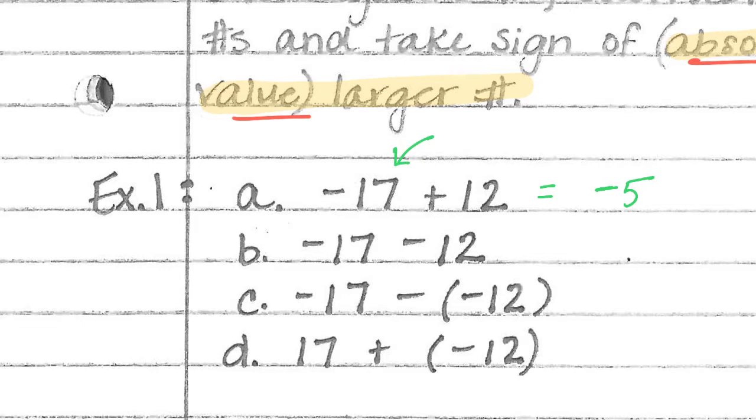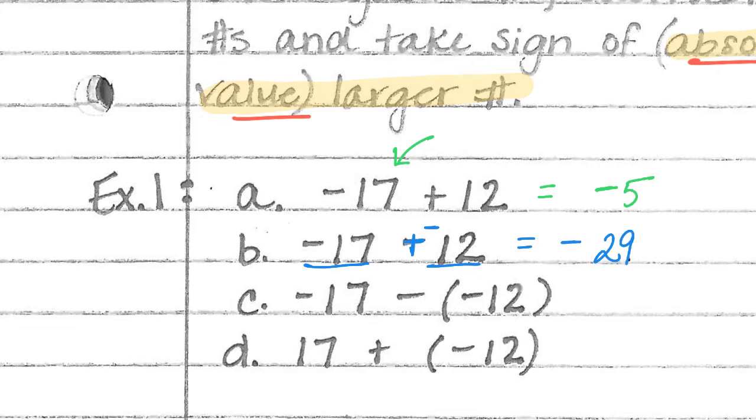Letter B says negative 17 minus 12. Well, this now has a subtraction sign. And in Saxon Math, you learned how to add a negative. So now I have two negatives. I have a negative 17 and a negative 12. So I know my answer is going to be negative. And I'm going to add these together. 17 and 12 are 29. So negative 17 and negative 12 are negative 29.